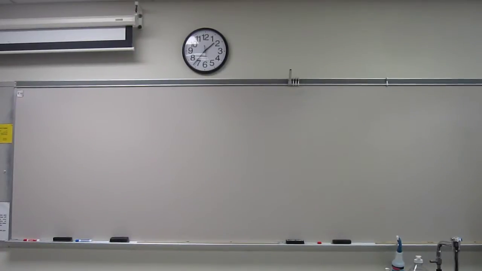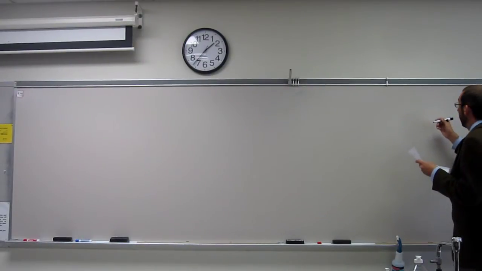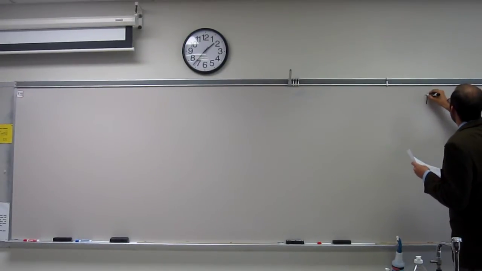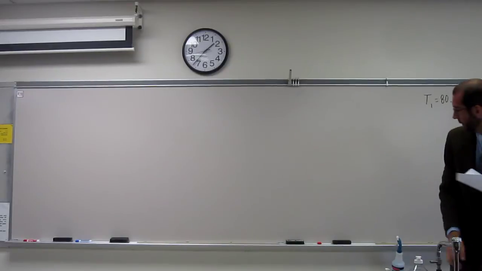Okay, so let's write down what the problem gives us. So it says we've got T1, the normal boiling point, is 80 point, okay, let's move over.